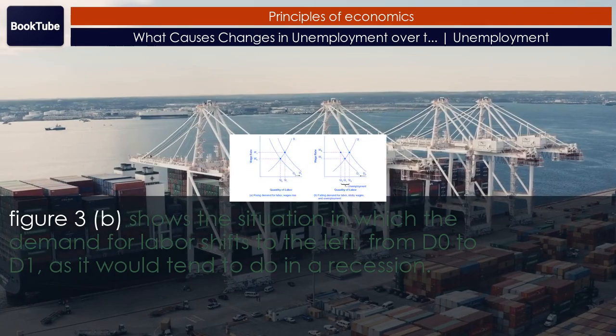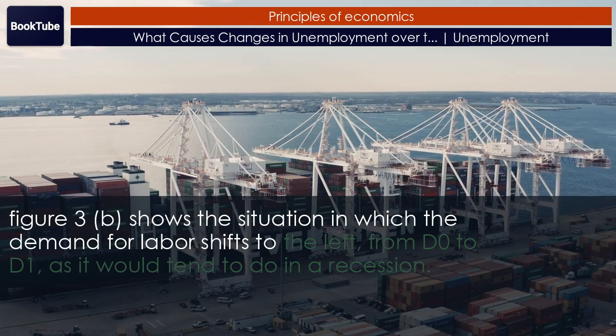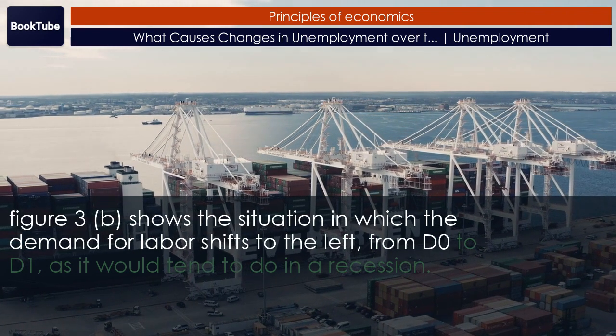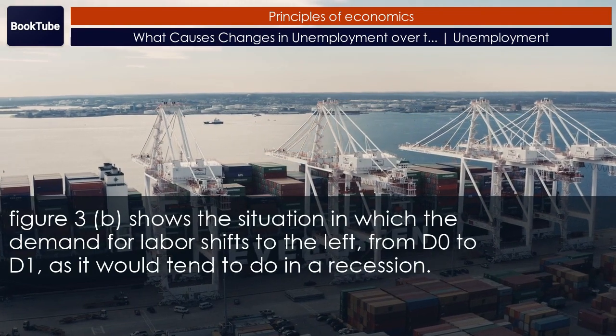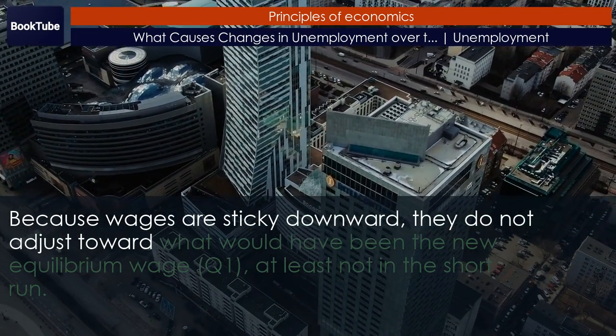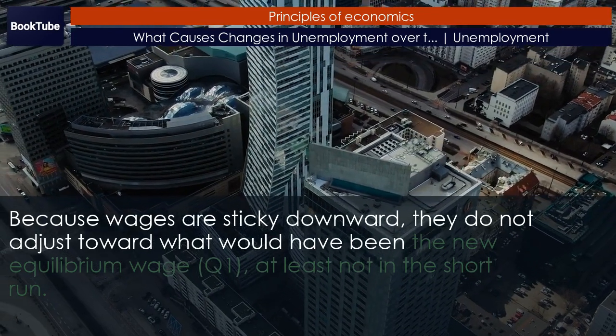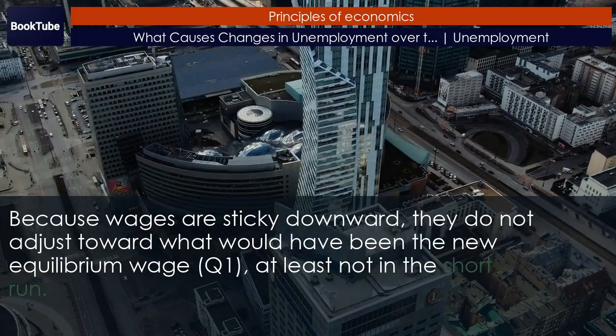Figure 3b shows the situation in which the demand for labor shifts to the left from D0 to D1, as it would tend to do in a recession. Because wages are sticky downward, they do not adjust toward what would have been the new equilibrium wage, at least not in the short run.